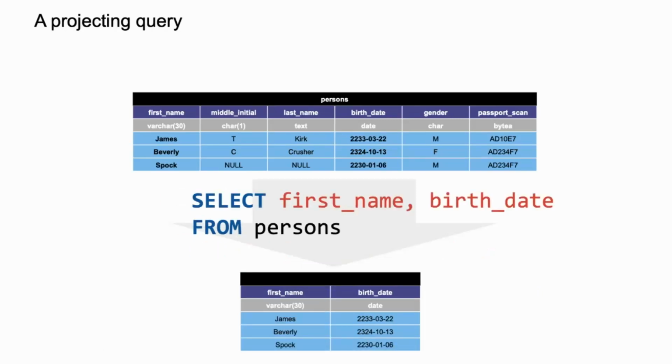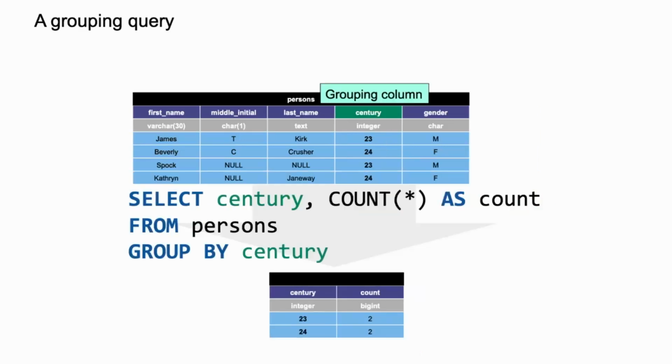Then we have this query that doesn't filter anything. However, it picks a few columns. First name, birth date in that case. That is a projection, right? I already told you about selection, projection last week, right? So here we pick first name and birth date. We just keep them, and we do not keep the other columns.